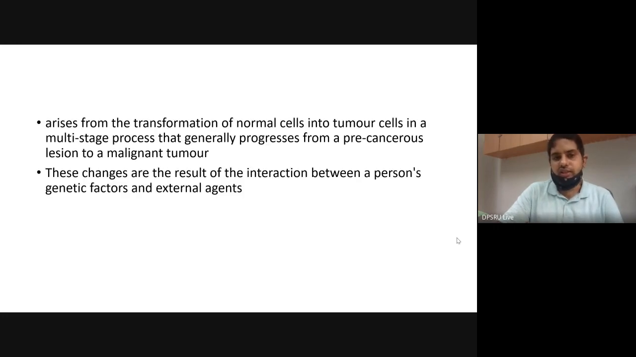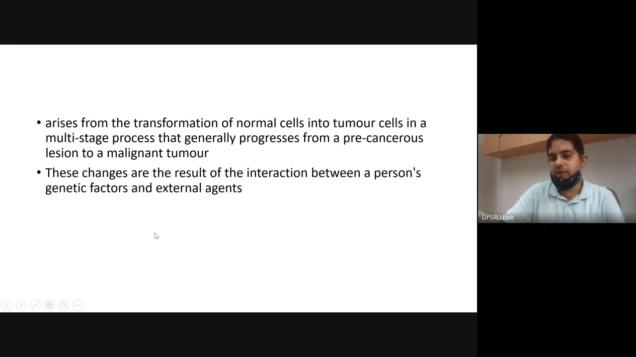So pathogenesis, as I told you, arises from the transformation of normal cells into tumor cells. Our normal cells transform into tumor cells in a multi-stage process. There are different stages by which normal cells convert into tumor cells, and that generally progresses from a pre-cancerous lesion to a malignant tumor. So, benign to malignant. Why do these changes happen? These changes are a result of interactions between a person's genetic factors and external agents.